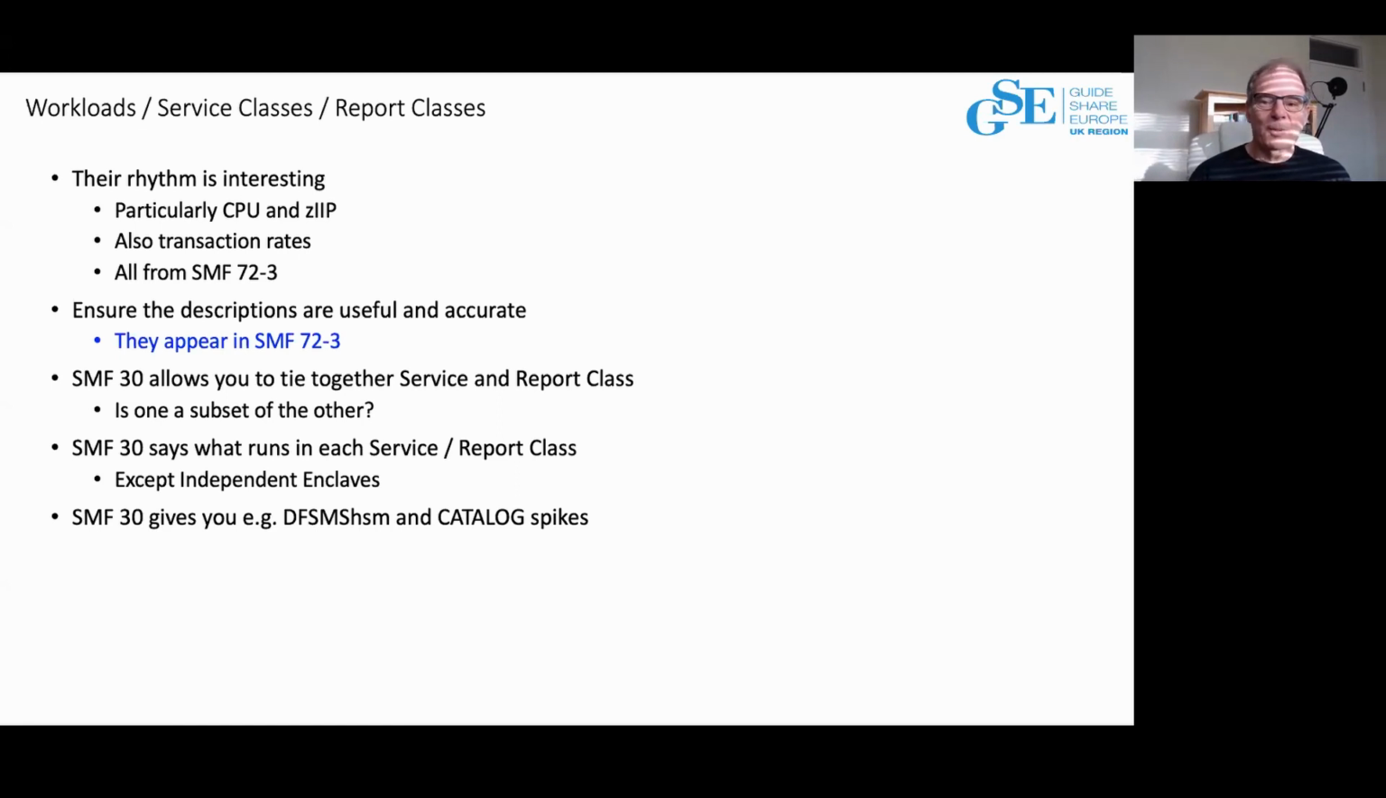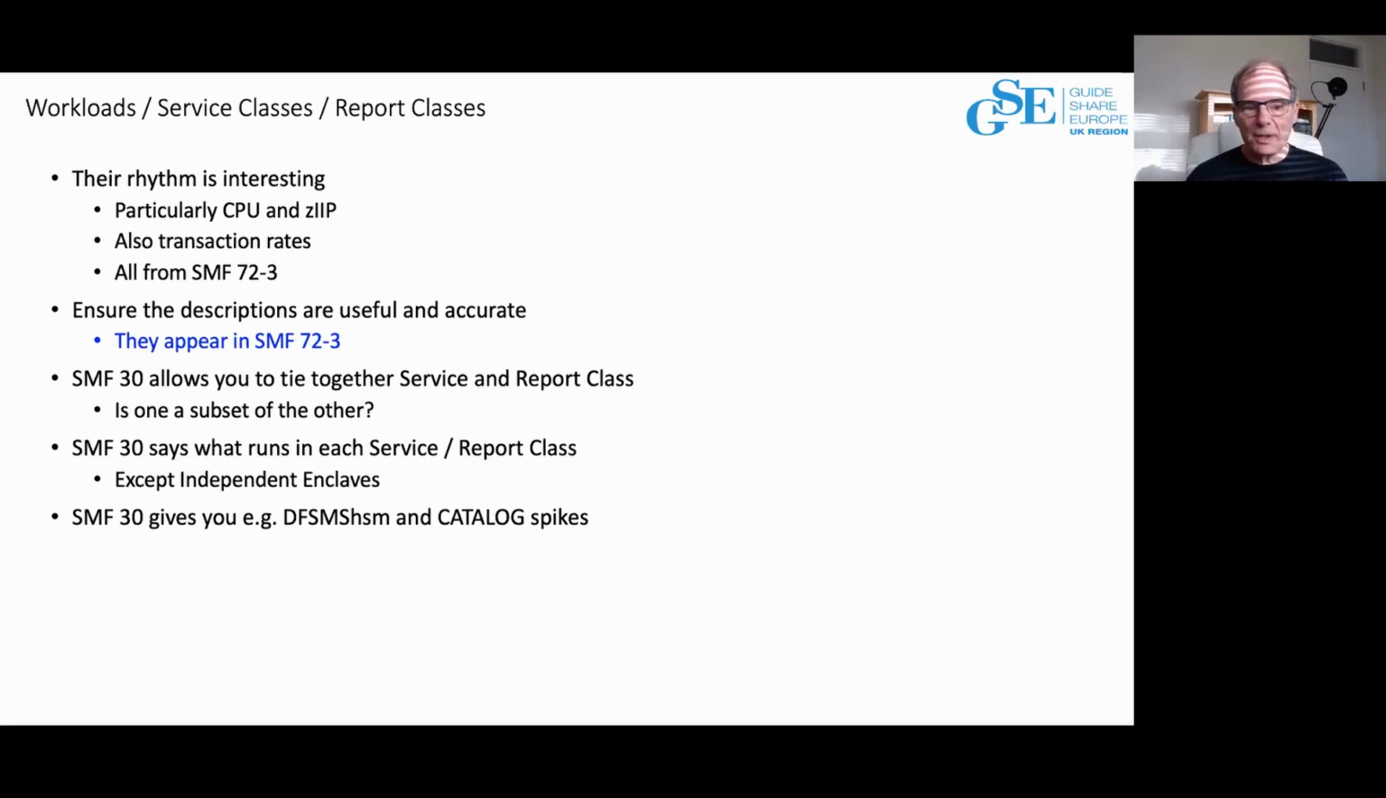I had one the other day where somebody was claiming in the description that 95% of transactions should end in a particular goal time, when in reality the goal was an average of that goal time. That seems like an actual finger check error. But anyway, those descriptions could be useful. They should be accurate, and they do appear in SMF72 subtype 3. And if anything appears in SMF you send me, I'm inclined to use it, whether for comedic or actual useful purposes.